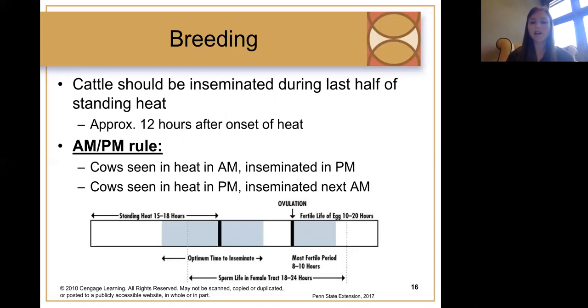Because the sperm life, as you can see in the female tract, it can actually live there for a while. So it hangs out for a while. So if you do it on that timeline, then it should be there when the ovum, the egg, is released. So that's just how you can think about breeding in your time frame. Any questions on that?